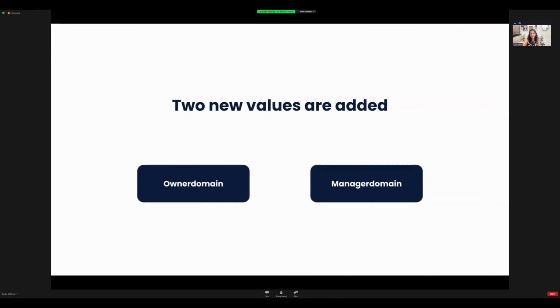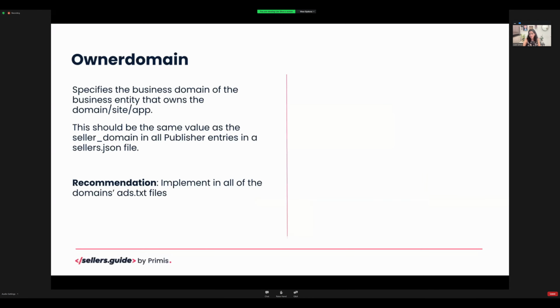So two new values are added. One is owner domain and one is manager domain. I'll take you through the next couple of slides, so what exactly is owner domain, what exactly is manager domain, and we'll speak about the different use cases. Owner domain is quite simple, so we'll start with that. It basically specifies the business domain of the business entity that owns the domain, the site, or the app. It should basically be the same value as the seller domain in all publisher entries in the sellers.json files of all the exchanges that you are working with.